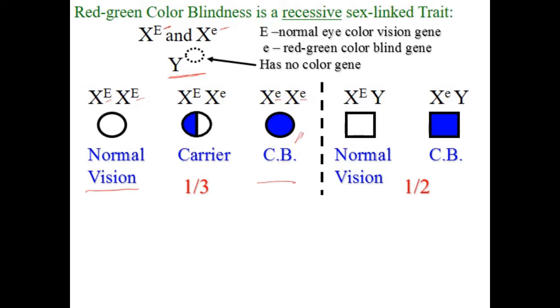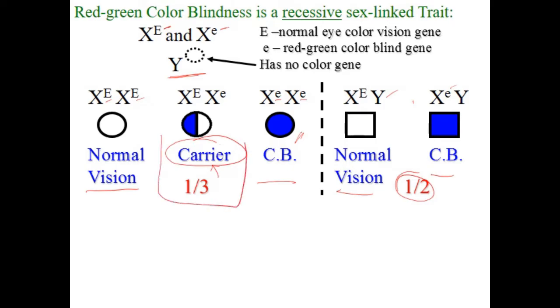For the males, you could either be the dominant version, normal color vision, or the colorblind version, the recessive version. So notice the chances of being colorblind if you're a male is 1/2 compared to the female, which is only 1 out of 3. But here's where it gets interesting. The female has a chance to be what's called a carrier. A carrier is someone who carries the gene but does not express the gene themselves.